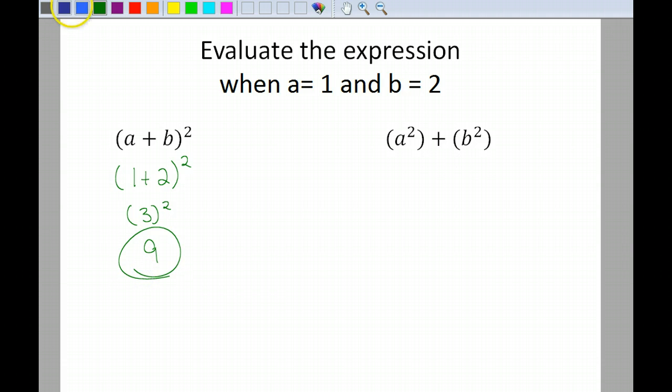Now let's take a look at the other one. I have a squared plus b squared. My a value is 1, so I have 1 squared plus 2 squared. Well, what's 1 times 1? Oh, that gives me 1. Now what is 2 squared? Remember, that's my shorthand for 2 times 2. So what's 2 times 2? That's 4. What's 1 plus 4? That's right, that's 5. So far it's going pretty good.